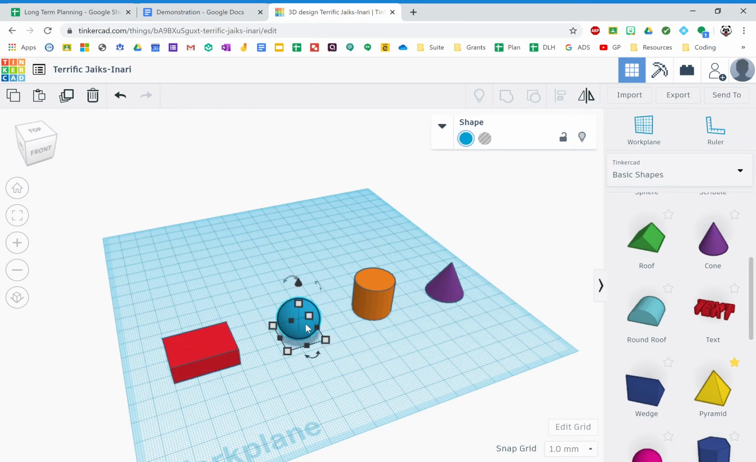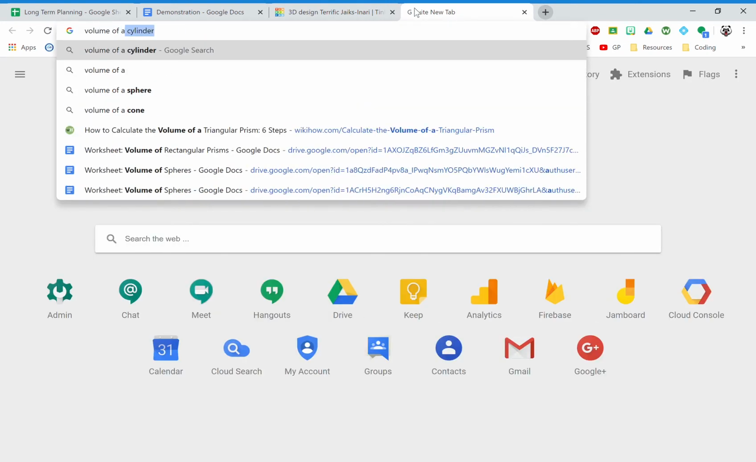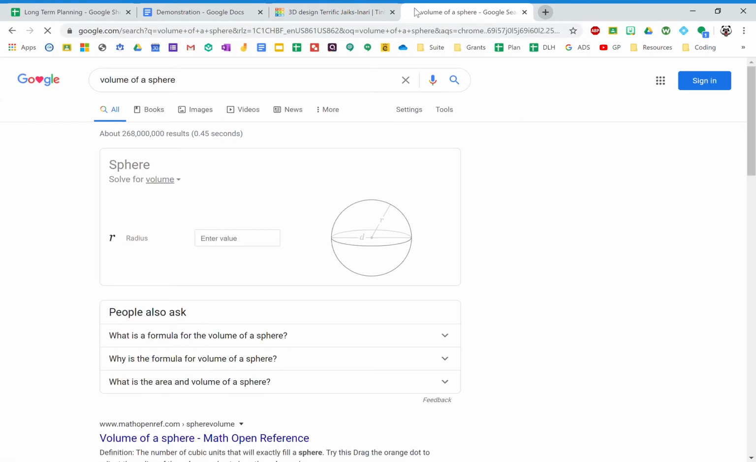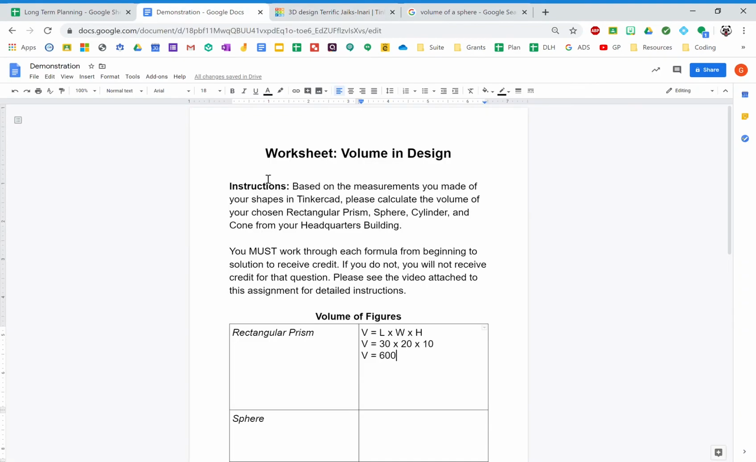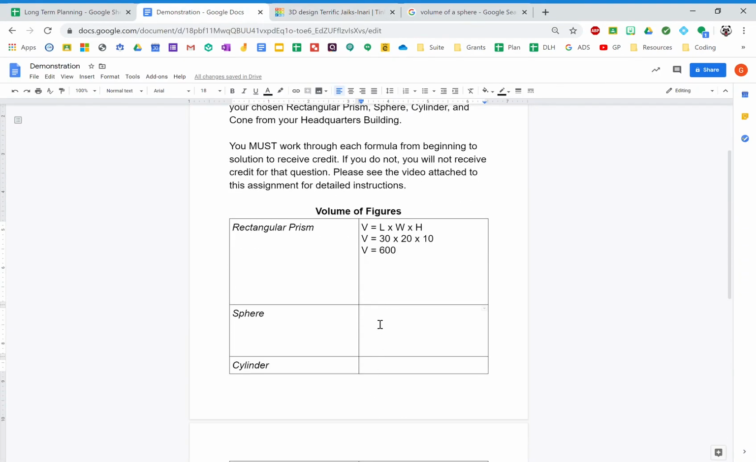For the sphere, you've got to be careful. Remember, the measurement that you have here is the diameter, not the radius. If I look for the formula for volume of a sphere, here it is. So let's say I copy that and I go back here and paste it in. Well, it's not perfect, but I'm sure you guys will improvise.